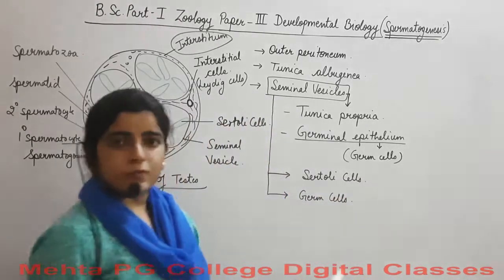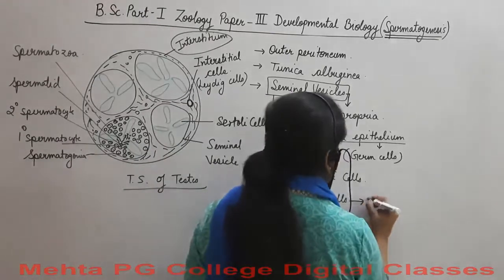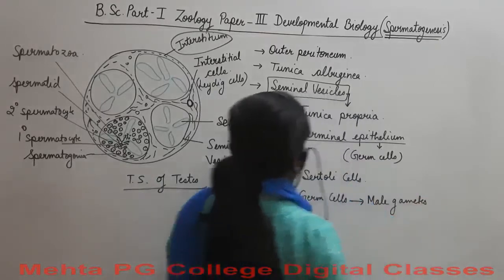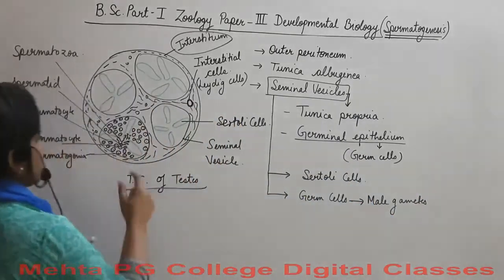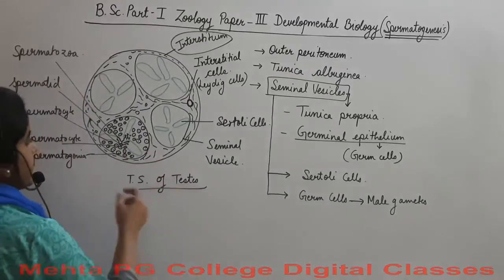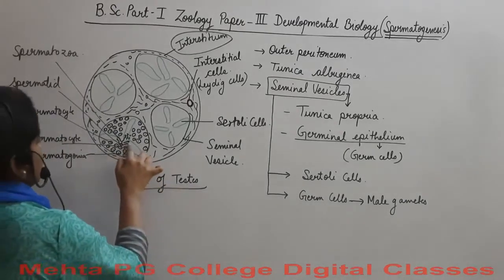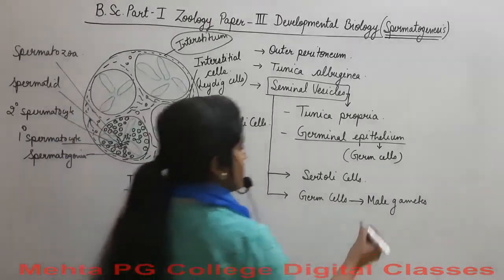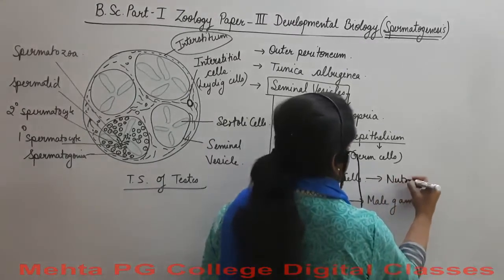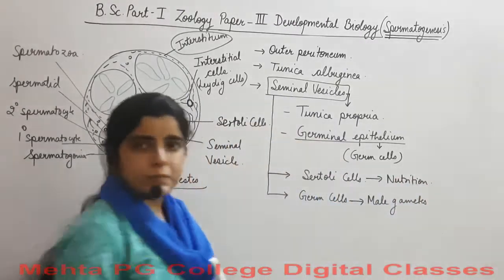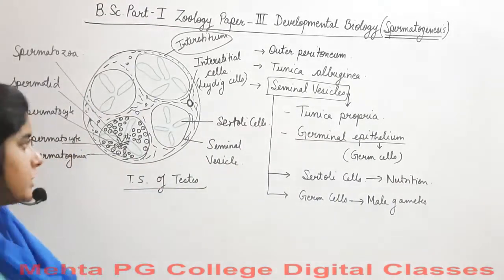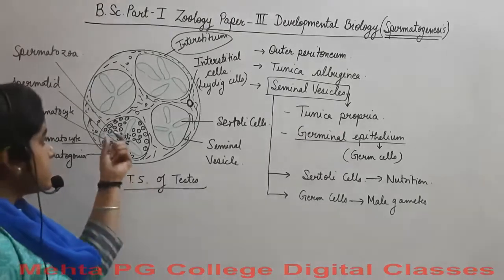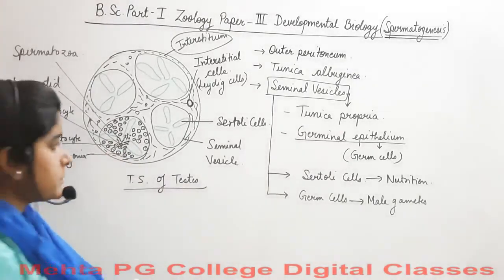So germ cells will form male gametes or sperms. And what about Sertoli cells? The mature male gametes or mature sperms embed their head in these Sertoli cells. So we can say they provide nutrition to them. Their whole work is to provide nutrition. That's why the sperm head is embedded inside them. Mature sperms take nutrition from this part.